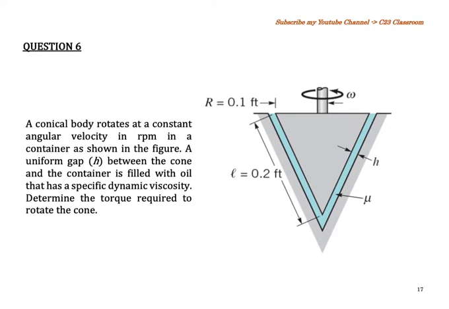This is question 6. A conical body rotates at a constant angular velocity in RPM in a container shown in the figure. A uniform gap H between the cone and the container is filled with oil that has a specific dynamic viscosity, which is mu here. Determine the torque required to rotate the cone. So this is the cone, the rotating cone.